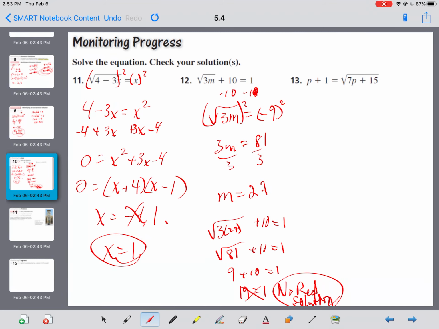Doesn't happen. You could graph them. It ain't going to touch. 13, since that's a little muddy, I'm going to change colors here.